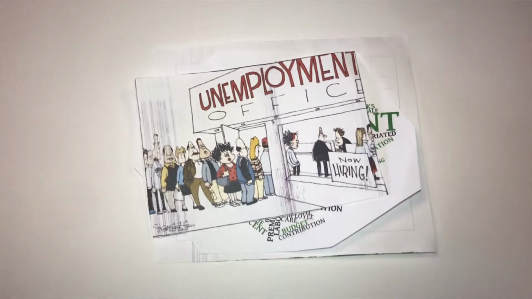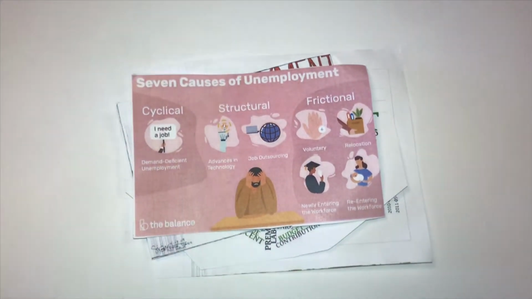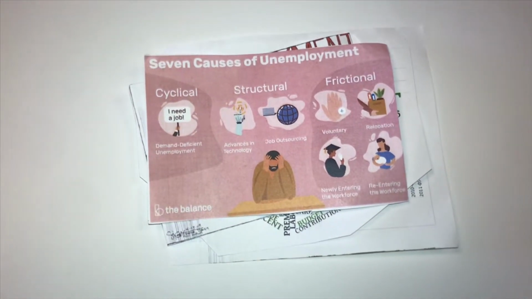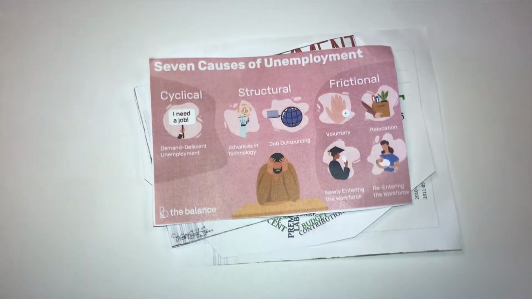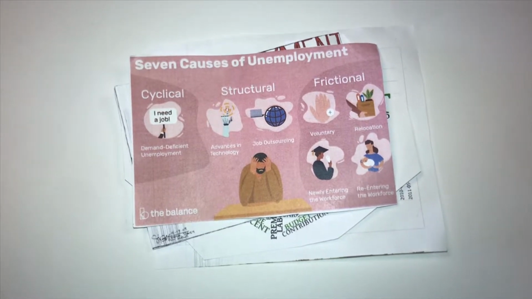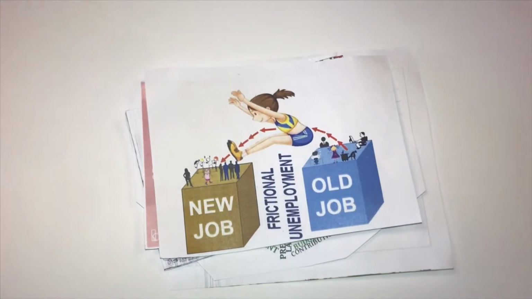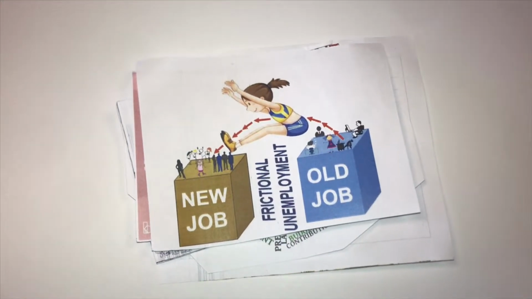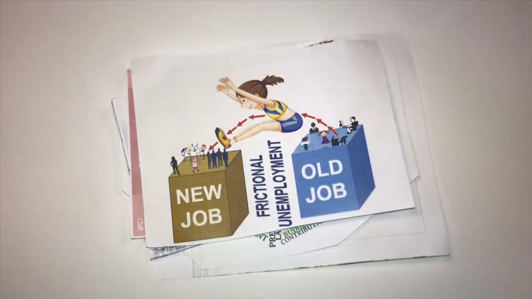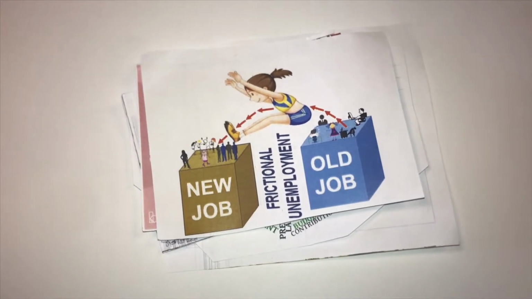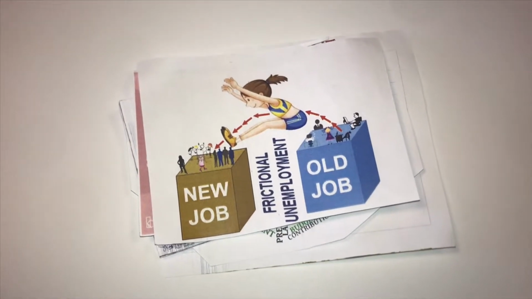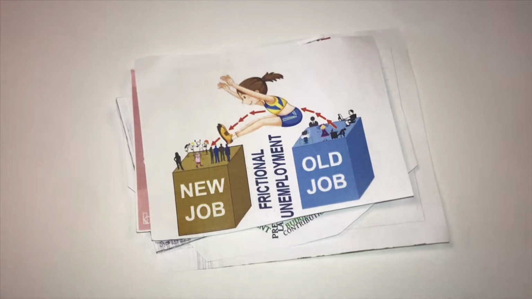There are 3 distinct categories of unemployment: frictional, structural, and cyclical. Frictional unemployment is where workers are temporarily transitioning between jobs. This kind of unemployment is good, as it shows that the economy is growing, with an example of mothers who rejoin the workforce after they've raised their children.